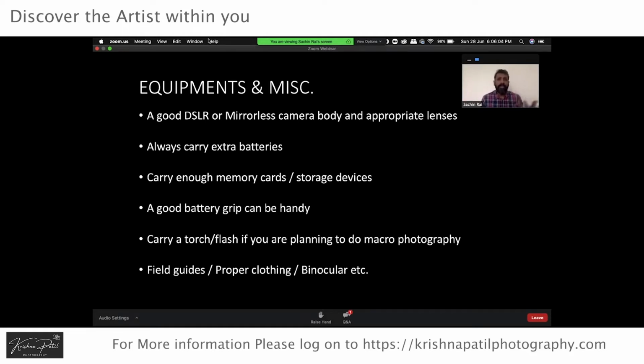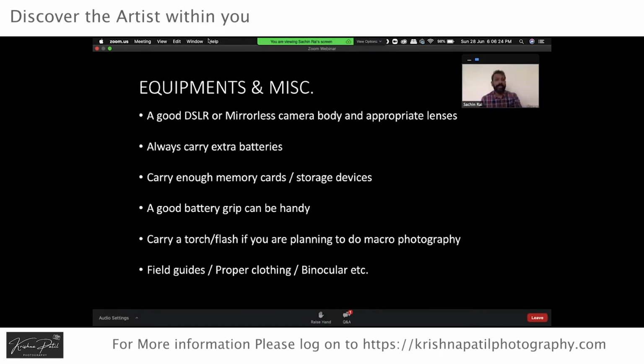You need equipment, right? You need a good DSLR or a mirrorless camera, and you need an appropriate lens. What is an appropriate lens? If you're shooting macro, you need a macro. If you're using wide angles, you need a wide angle lens. If you're shooting birds, you need a long lens. If you're shooting mammals, you need a zoom telephoto lens, a 70-200 or 100-400 kind of lens.